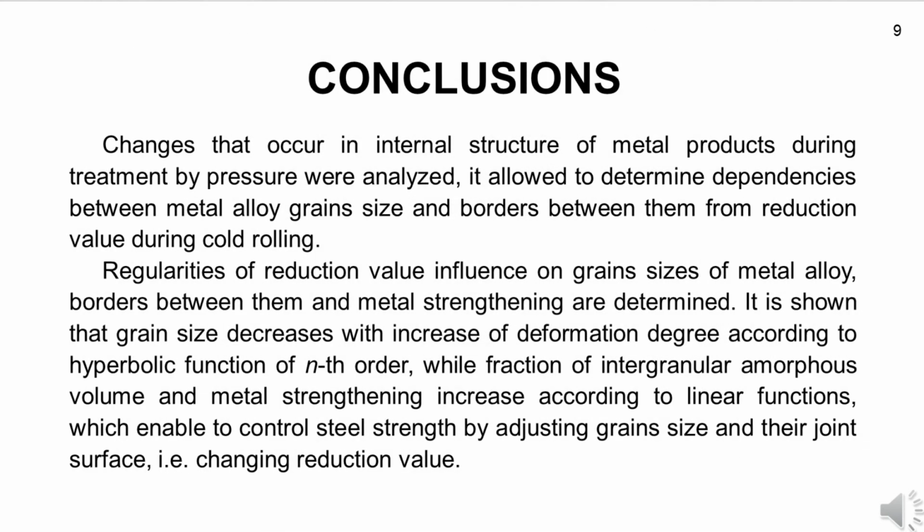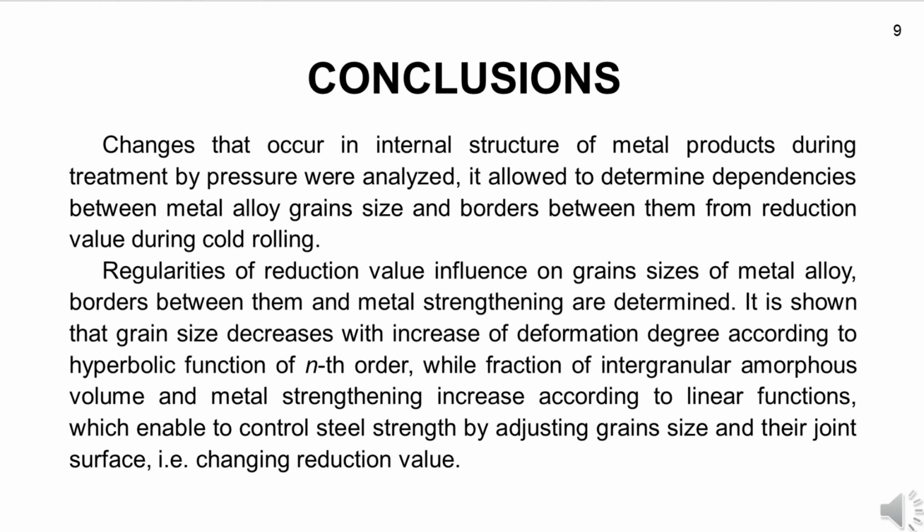Conclusions. The changes which occur in the internal structure of metal products during forming have been analyzed, making it possible to establish dependence between the grain size of the metal alloy and the boundaries between them and the value of compression during cold rolling. The regularities of the effect of the magnitude of compression on the size of metal alloy grains, the boundaries between them and the hardening of the metal are established.